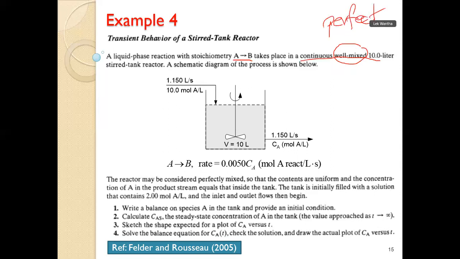Perfect mix reactor means the concentration in the tank is uniform, equal at every point of location, and also equal to the outlet. That means CA in the tank equals CA out. The temperature and pressure in the tank equal those at the outlet. This is the definition of well mix. It's very important.